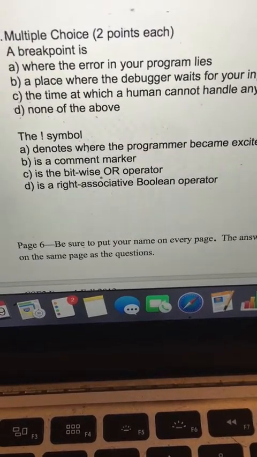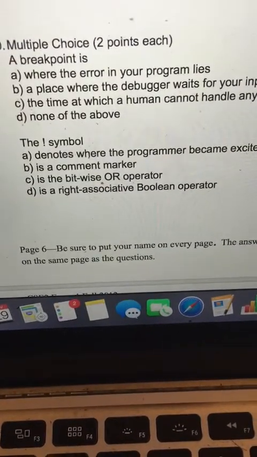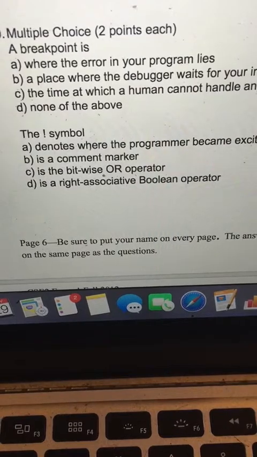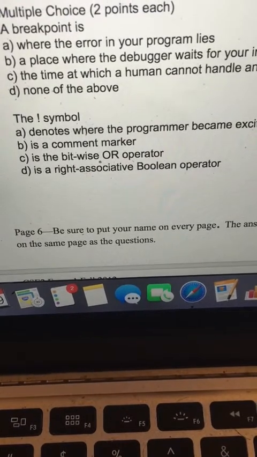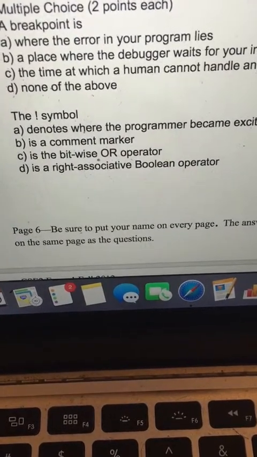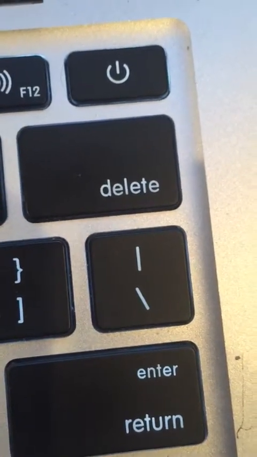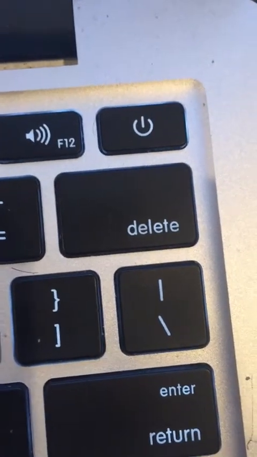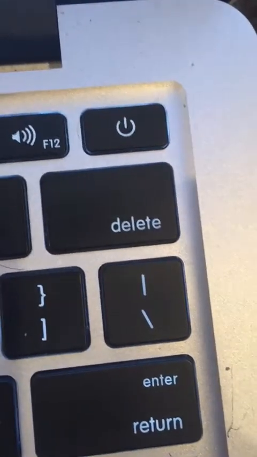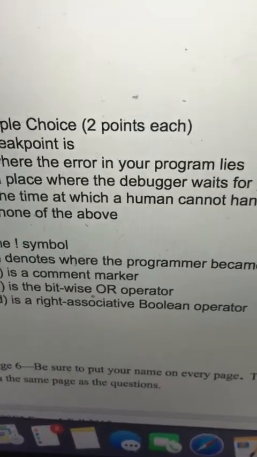Now, an exclamation point, just like an OR operator or an AND operator, is a Boolean operator. It is used in conditions that can be either true or false, and are evaluated by the compiler to be either true or false. However, it is not the OR operator. The OR operator would be the shift key and this key underneath the delete key hit twice. So if you hit the shift key, you hit this key twice, that will give you the OR operator. But the exclamation point is not the OR operator. And then is a right associated Boolean operator, and it is in fact a Boolean operator, so that is what your answer would be.